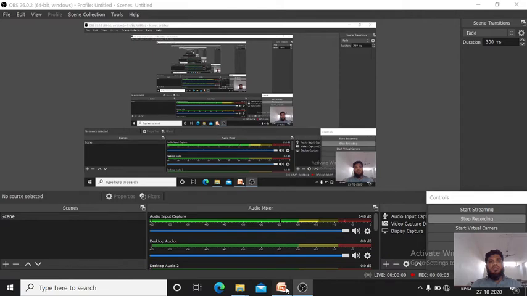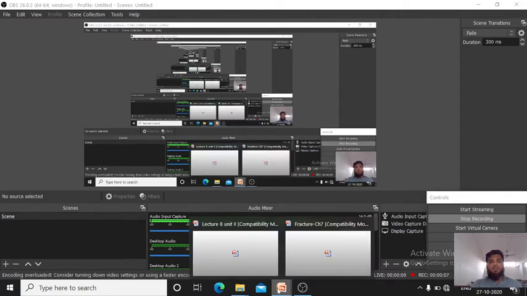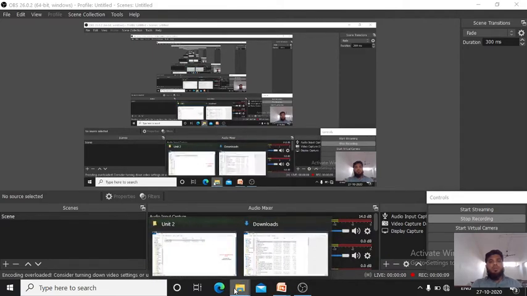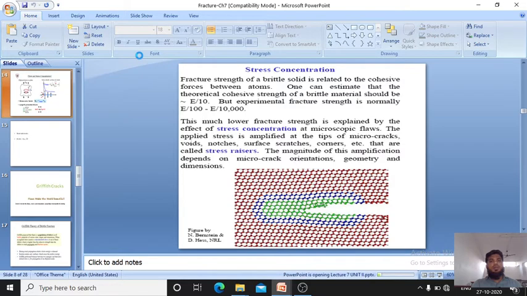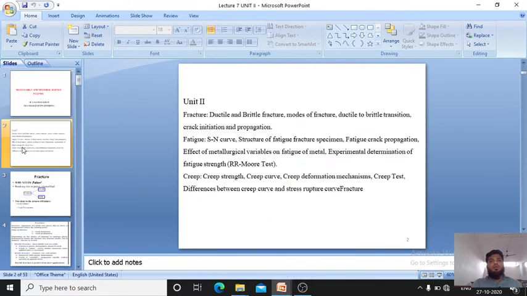Today we are going to discuss the further topics of Unit 2 of Metallurgy and Material Sciences. So let us see what are the topics which we are going to discuss in Unit 2. First topic in Unit 2 is fracture. In that we are going to discuss ductile and brittle fractures, modes of fractures, ductile to brittle transition, and crack initiation and propagation of the cracks.